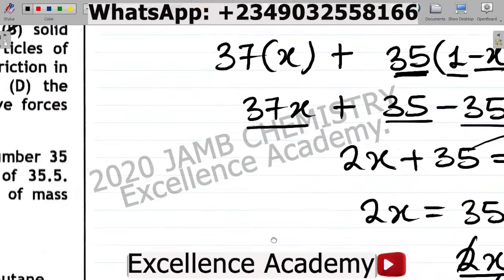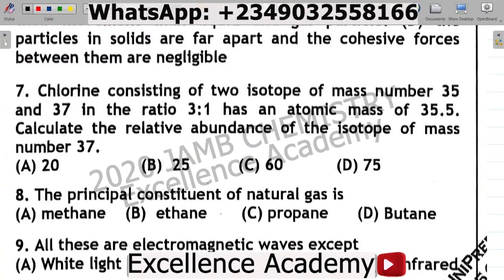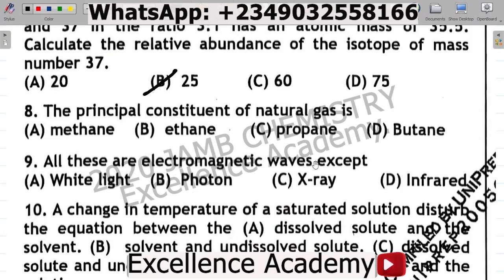So let's see which option that is. That is option B, 25. So that's your answer. All right, next up, question number 8.